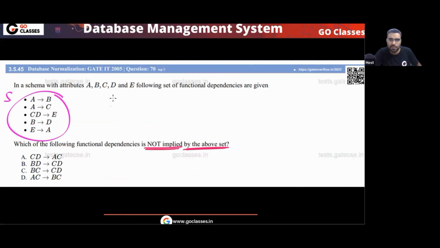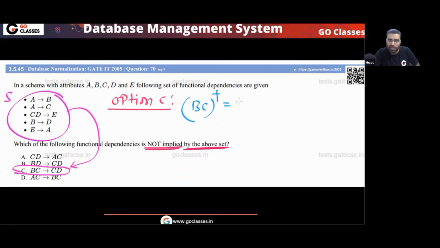Now let's see option C. You want to check whether this FD is inferred by S or not. Meaning, from this S, can you get this FD? So tell me what you will do. Very simple. In this S, you will find the BC closure. BC can determine BC because of reflexivity. Now B can determine D, so you got D also. Now you can stop. Do you agree with me? You can stop because BC can determine D.